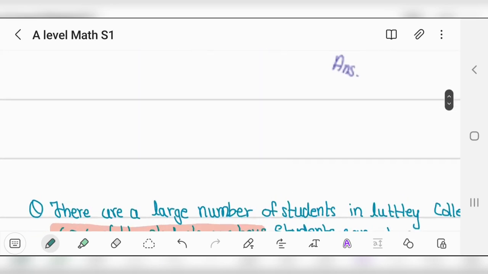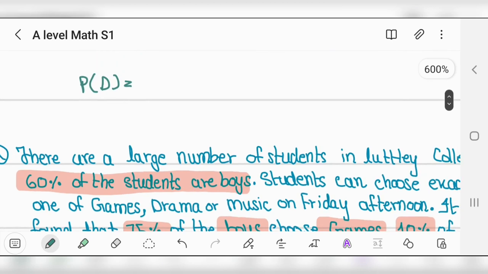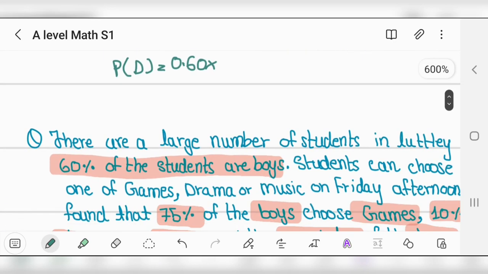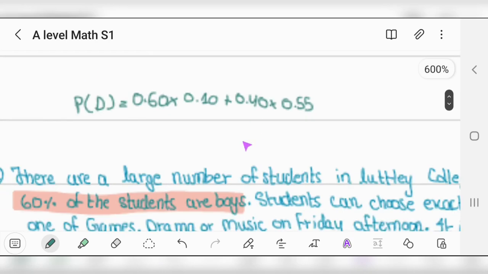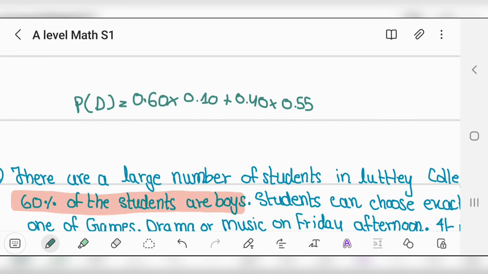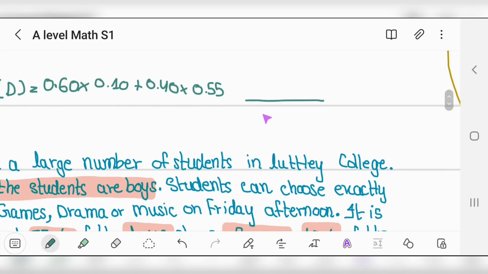So 5 drama students, what is the probability of having a drama student? Let me write it down. 0.6, because 60% are boys, and 10% of the boys choose drama, so 0.60 times 0.10. And as for the girls, 0.40 are girls, and 55% of the girls choose drama. So this is the probability, and now we need to know, as in the probability questions we have been doing, they ask you, given that the student has chosen drama, what is the probability that the student is a boy? It's the same scenario here.